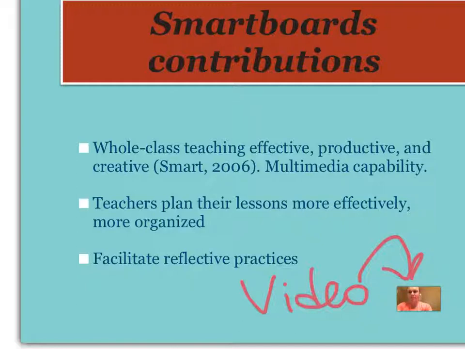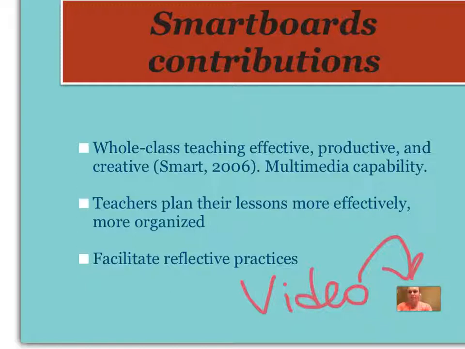Smart boards, pros. They create whole class teaching. It's a very effective, productive, and creative learning environment. Multimedia is used, and the capability is very high for other devices to work with a smart board. Teachers, of course, have to be trained and knowledgeable in how to use the smart board and other components. They plan their lessons, and of course, it's more effective and more organized.